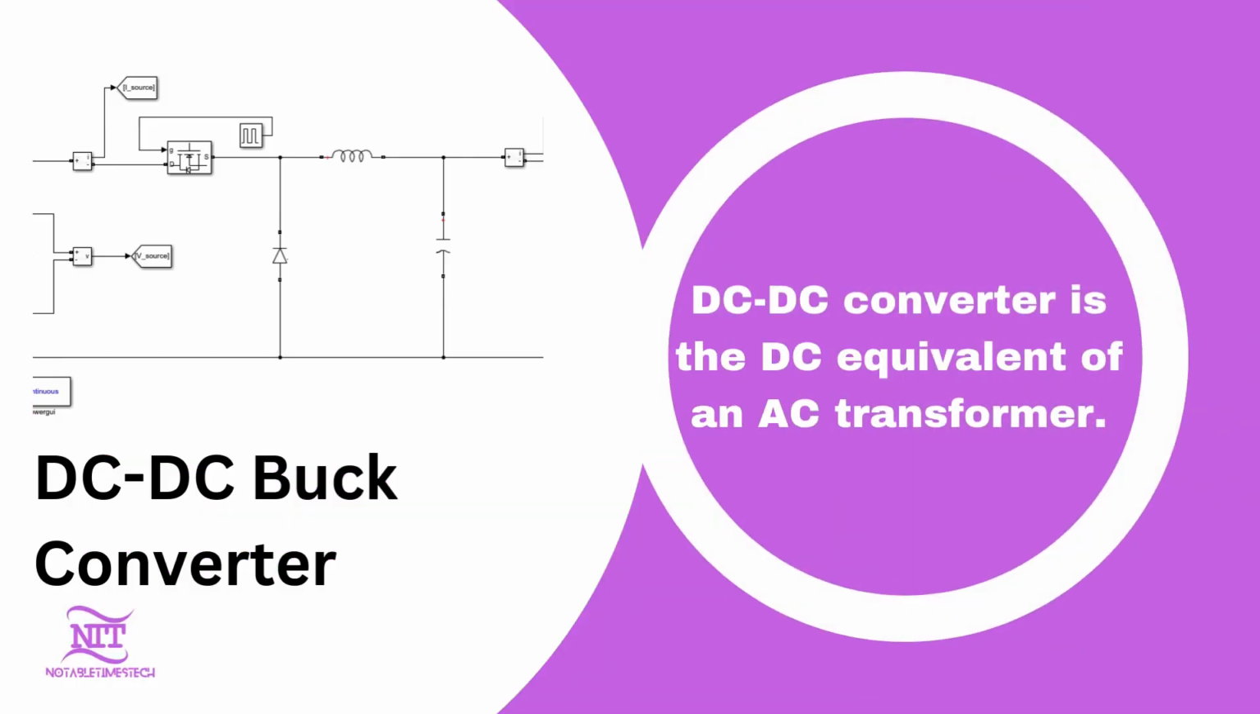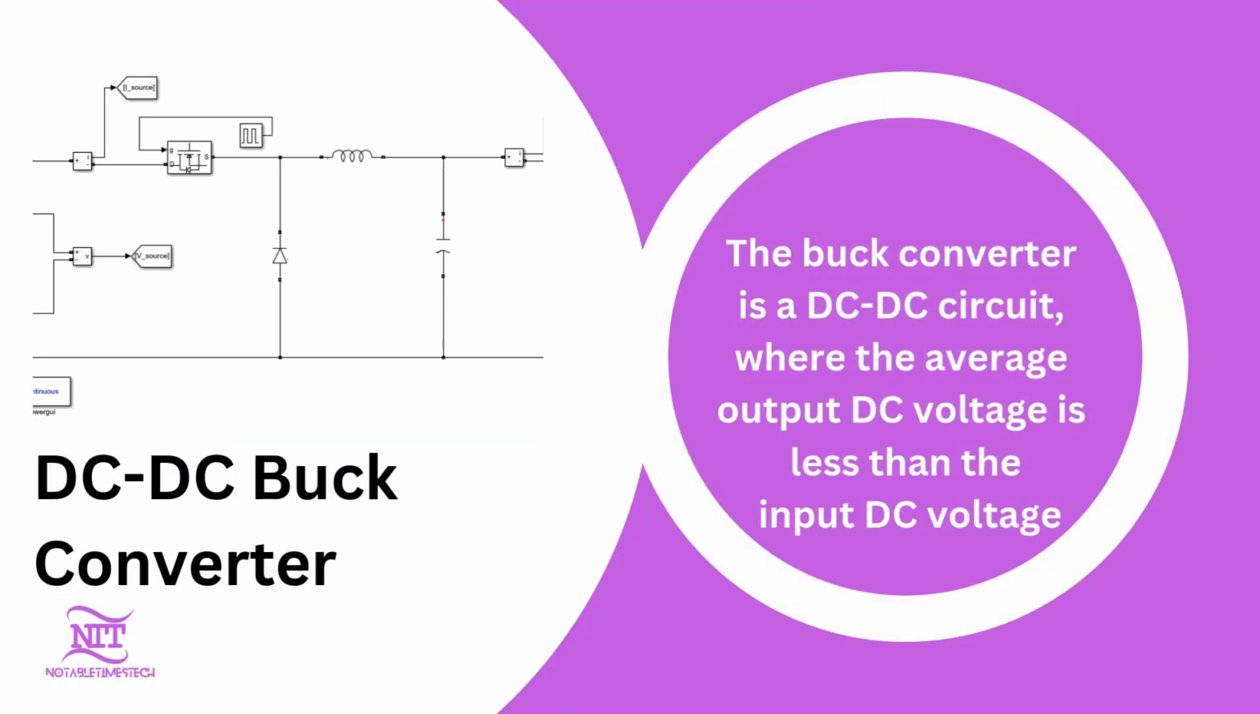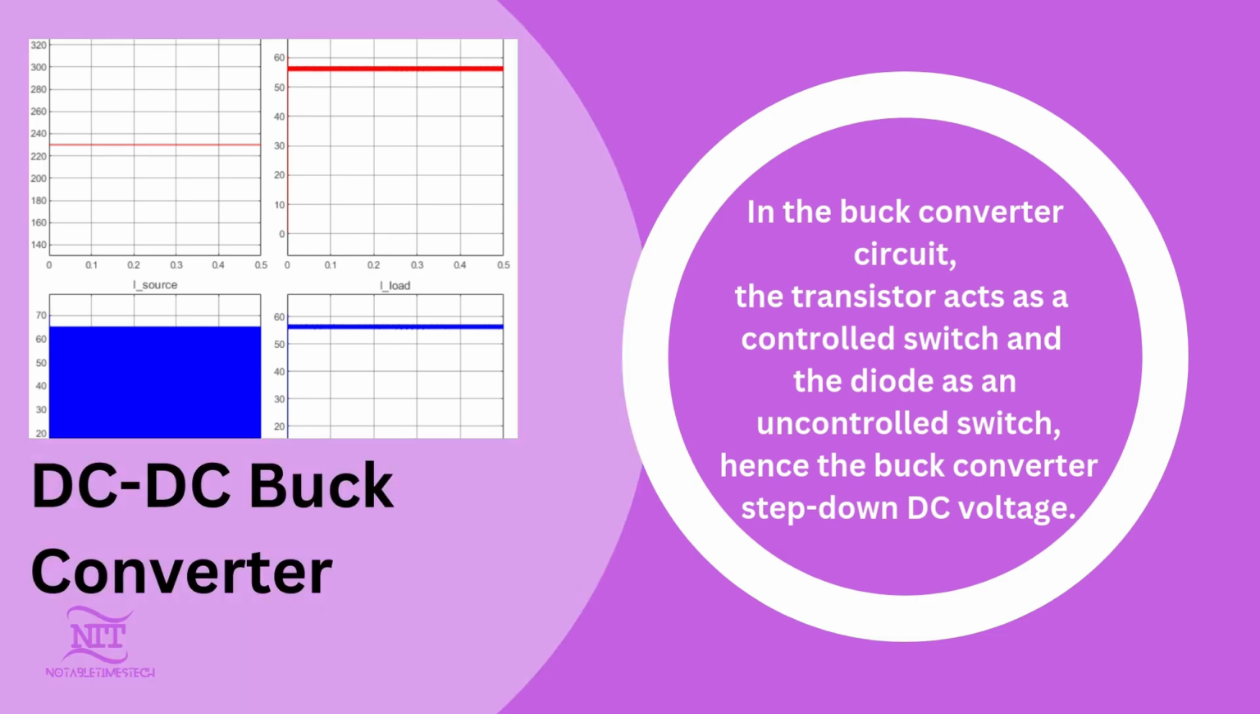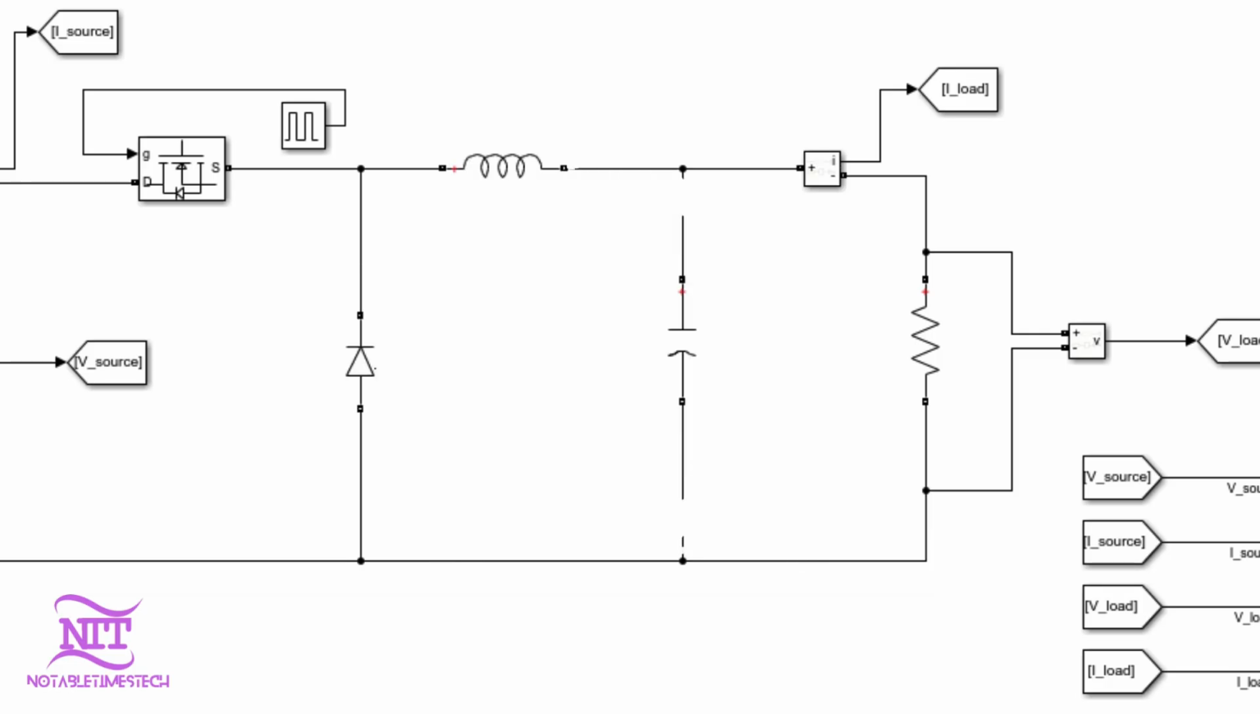A DC-DC converter is the DC equivalent of an AC transformer. The buck converter is a DC-DC circuit where the average output DC voltage is less than the input DC voltage. In the buck converter circuit, the transistor acts as a controlled switch and the diode as an uncontrolled switch, hence the buck converter steps down DC voltage. In this tutorial, you are going to learn how to design a DC-DC buck converter.